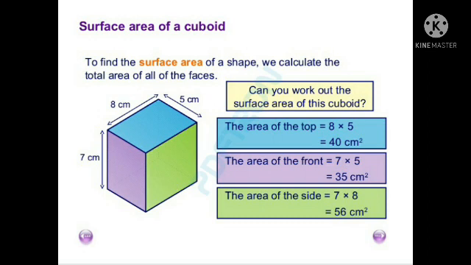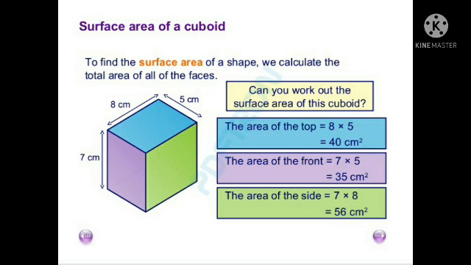Now the area of the top rectangle will be what? 8 into 5, which is 40. Similarly the area of the violet rectangle will be 7 into 5, which is 35. Again the area of the green rectangle will be 7 into 8, which is 56. So we just got the area of all these 3 rectangles.